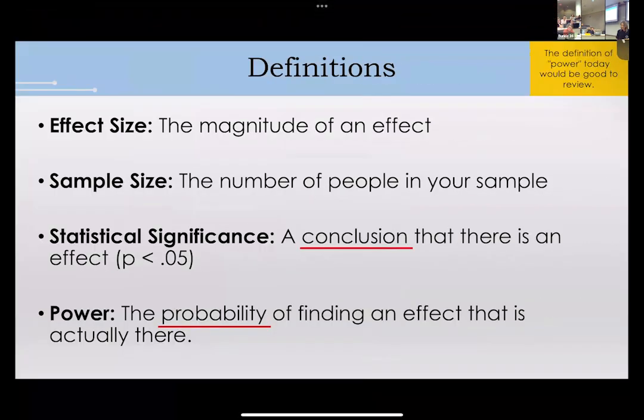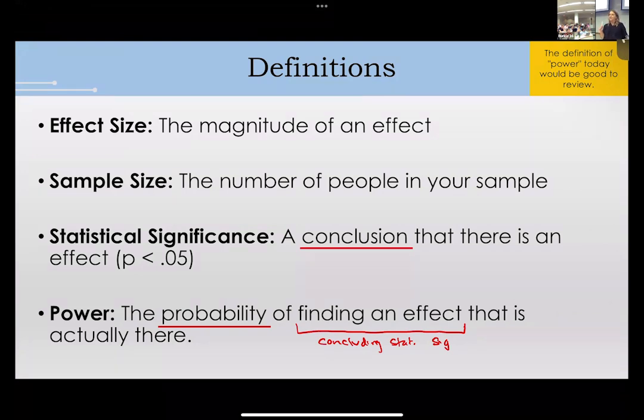I was saying statistical significance is a conclusion we make as a researcher. Power is a probability, right? So when we decide to reject or retain, that is to determine statistical significance. It's a binary conclusion that we make. Power is the probability of finding an effect. So finding an effect is concluding statistical significance, but the key is it's finding an effect that's true, that's really there.